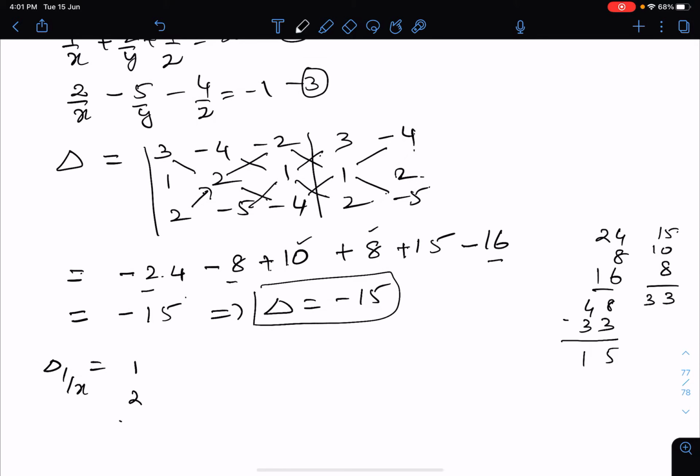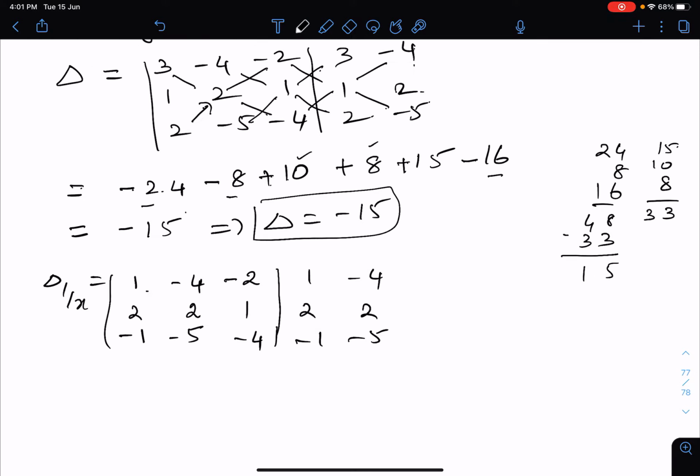The first column you are going to replace by 1, 2 and minus 1. Second column is going to be minus 4, 2 and minus 5, and third column minus 2, 1 and minus 4.